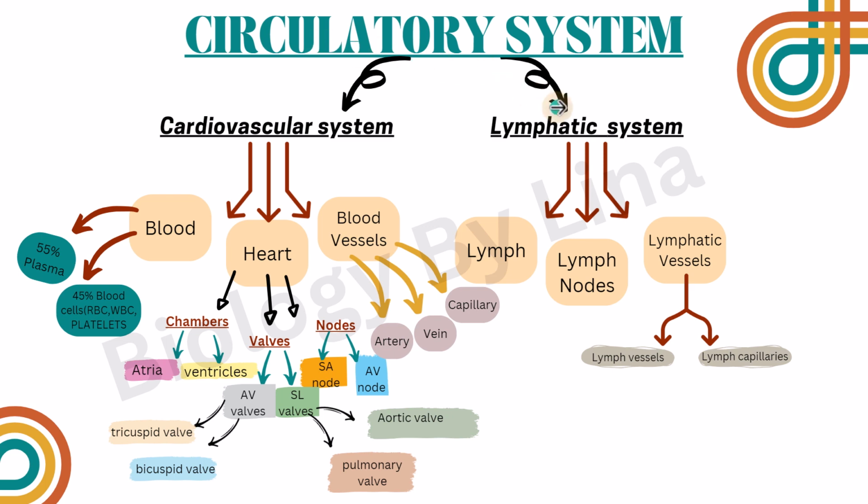The circulatory system can be divided into two subsystems, the cardiovascular system and the lymphatic system. Both of them we will explain mostly in section 1. Blood we will explain in section 2, and in section 3 we will talk about the other system, which is the respiratory system. In the cardiovascular system, we will talk about blood, heart, and blood vessels.